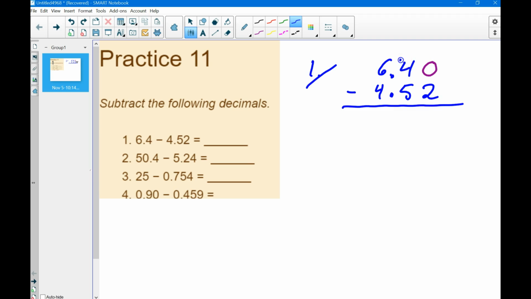You just borrow 1 from the 4, or borrow 10 from the 4, it becomes a 10. So now it's 10 minus 2 gives us 8. And this becomes a 3. 3 minus 5, we got to borrow again. So we borrow from the 6, that becomes a 5, 13. And 13 minus 5 gives us 8. The decimal place just drops straight down. And 5 minus 4 gives us 1. Alright, pretty cool.